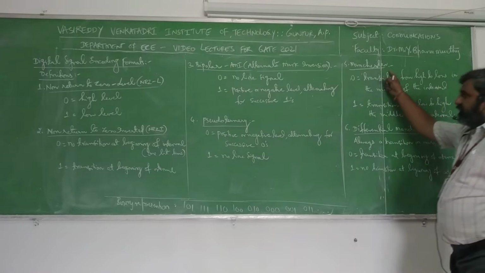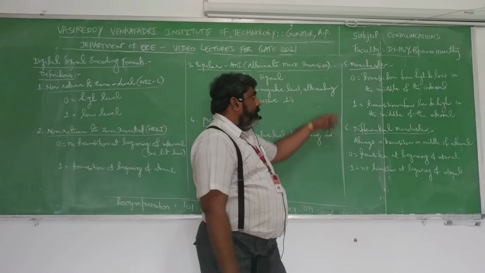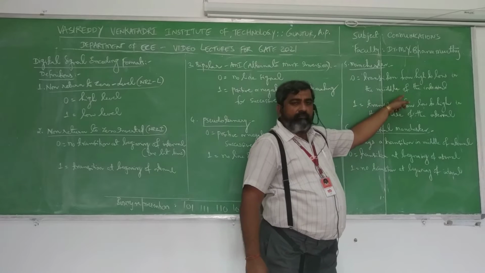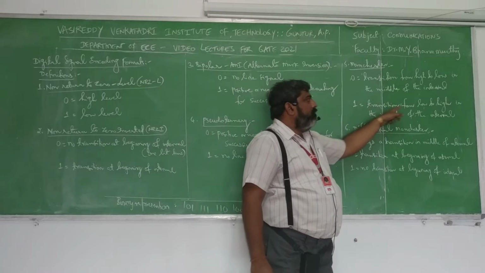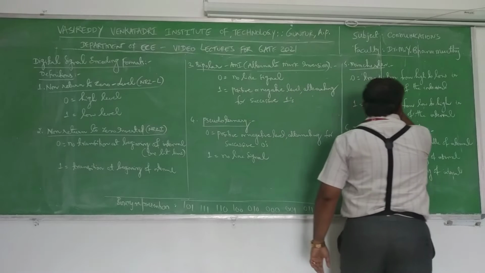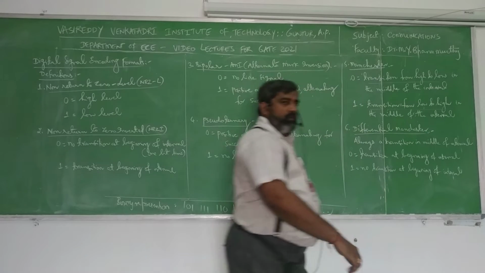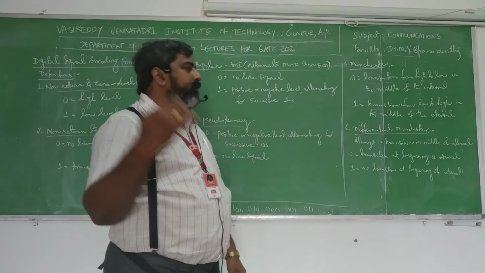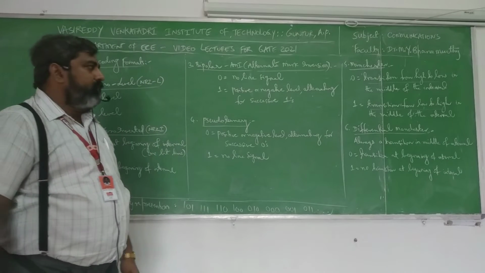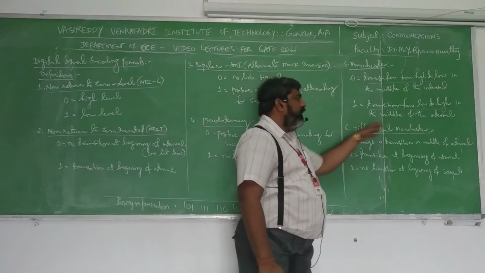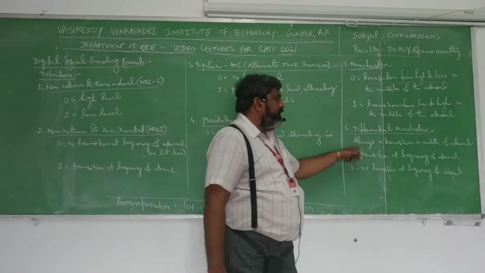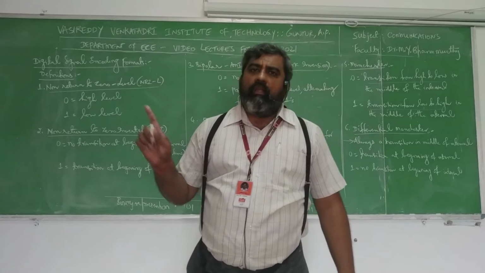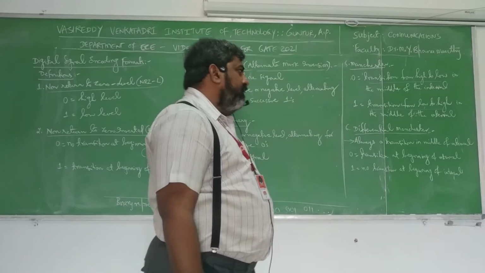Then the next thing we have is Manchester coding. For Manchester coding, bit 0 is a transition from high to low in the middle of the interval, and for bit 1, a transition from low to high. This is the difference between the two: transition from high to low in the middle of the interval for bit 0, and from low to high in the middle of the interval for bit 1. And then the last one is differential Manchester. For this, one condition initially is that there is always a transition in the middle of the interval. That has to be followed for every bit, whether it is 0 or 1: always a transition in the middle of the interval.